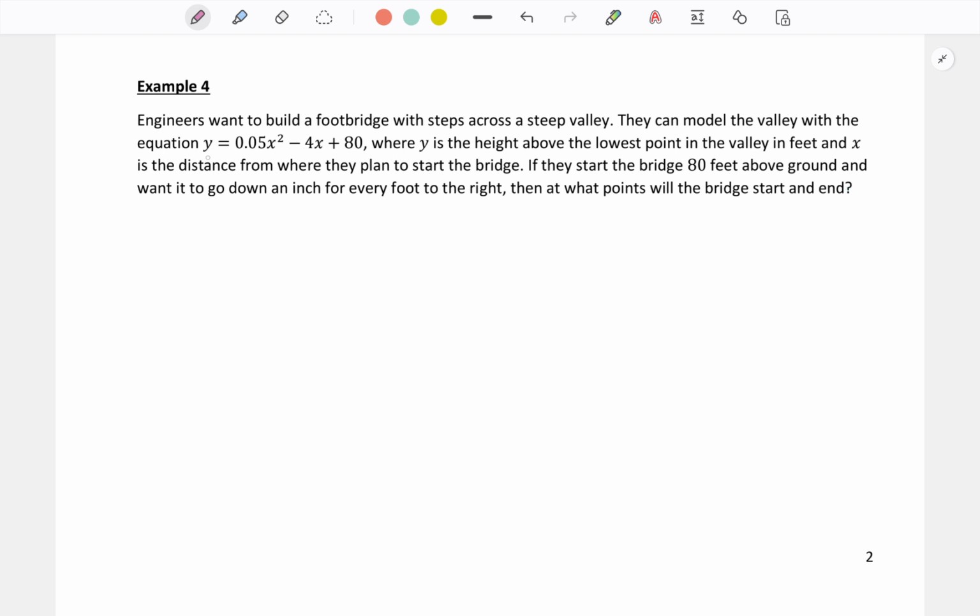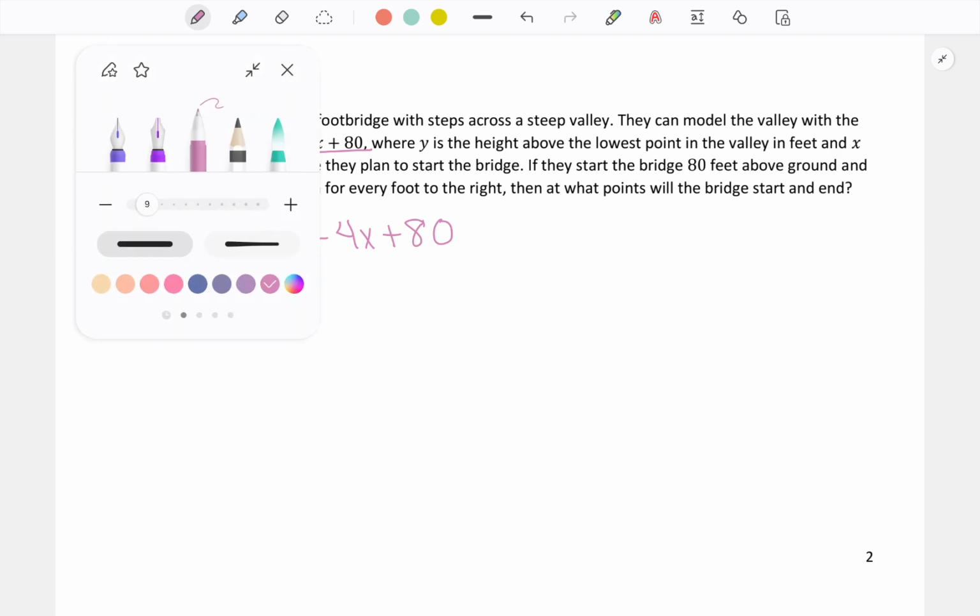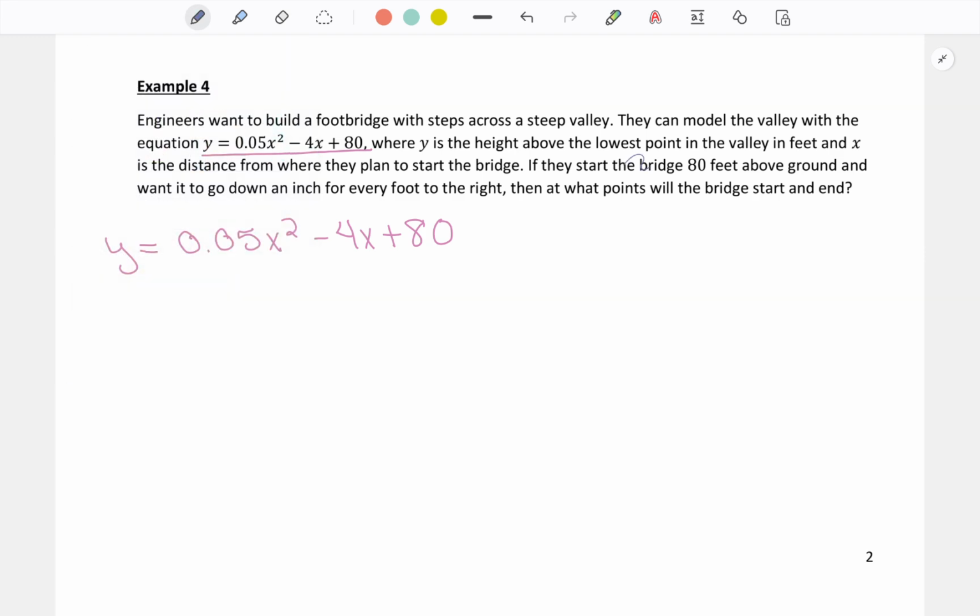So we have one equation here that we need to use as part of our system. So we need to write an equation for the other side of our system. We are given that they want to start the bridge at 80 feet above the ground. So that can be like our y-intercept for our line.